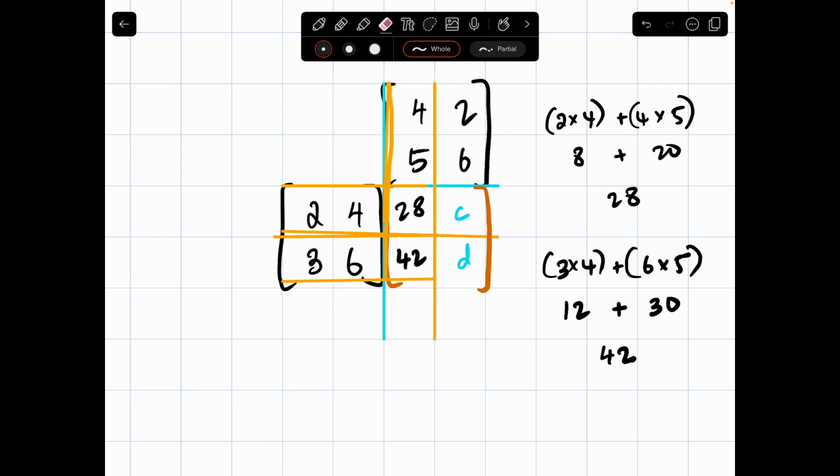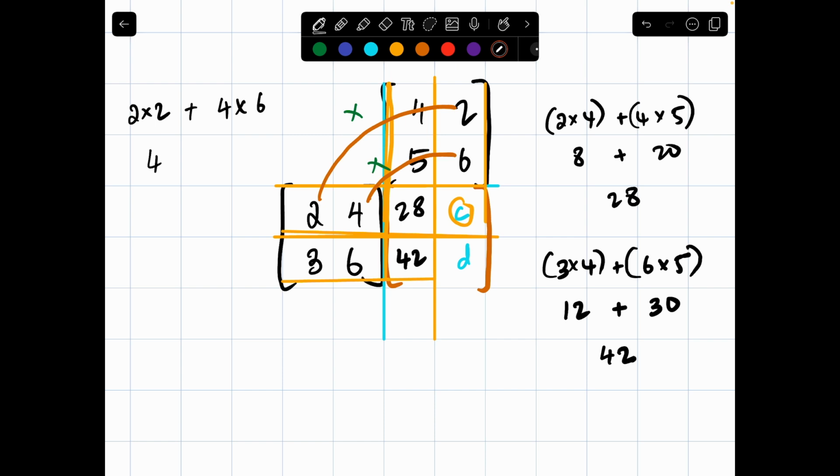Then let's do for C. Same concept again. From C, look up and then look to the left. So we have 2, 4 and 2, 6. We multiply them. So 2 times 2 will get you the answer of 4, and then plus 4 times 6. 4 here and 24 here. Plus them together and you'll have 28. This will be the value for C.